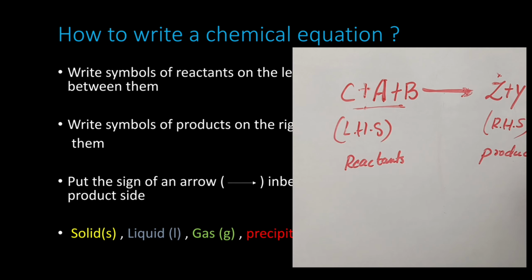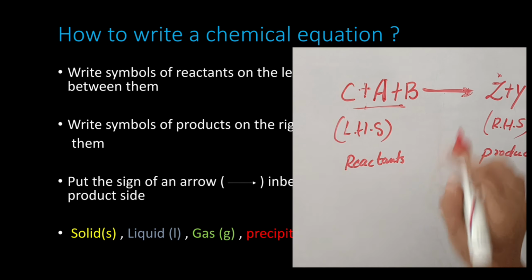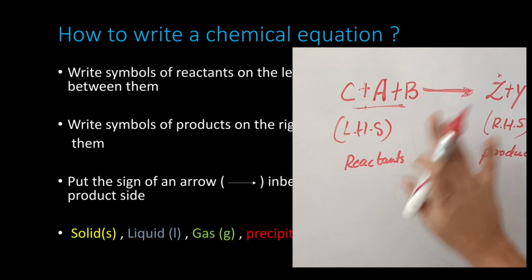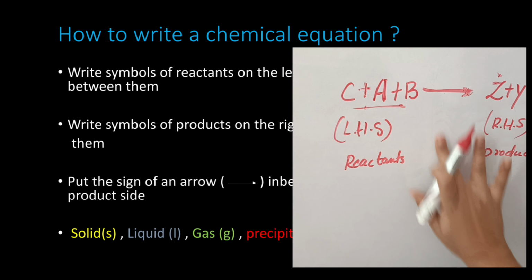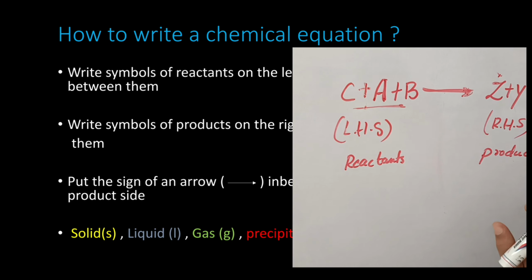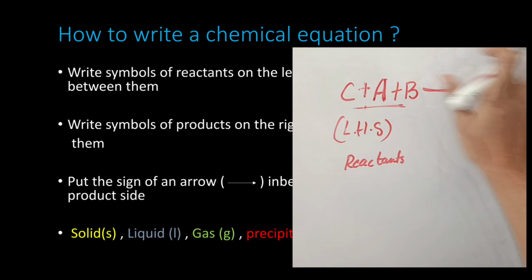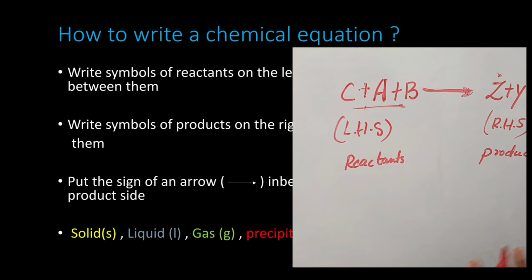When you write a chemical equation, on the left hand side you understand that these are the reactants. On the right hand side, whatever is written, you understand that these are the products which are formed after the reaction. The arrow mark always points towards the product, and it also gives information about the direction of the reaction, meaning where it has started and where it has reached. So this is how you write a chemical equation for any chemical reaction.